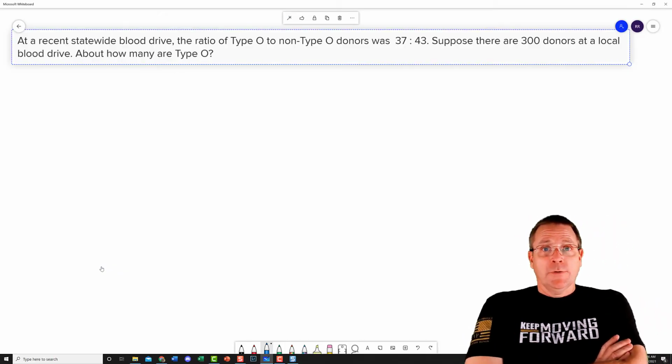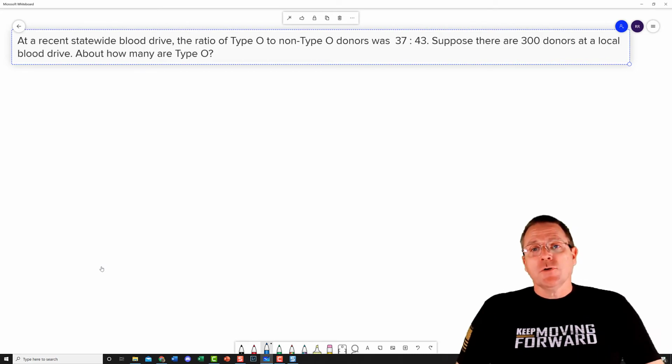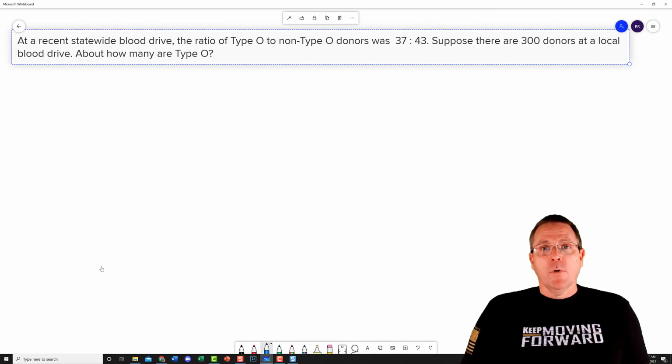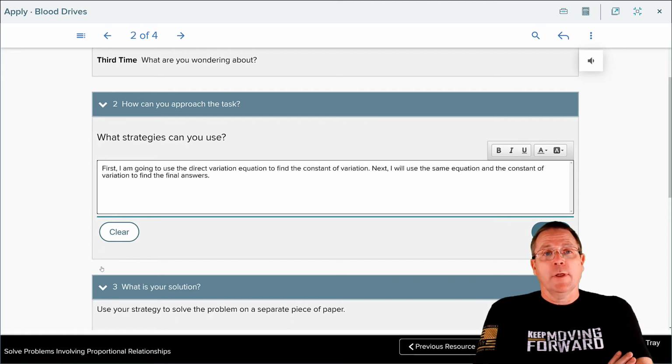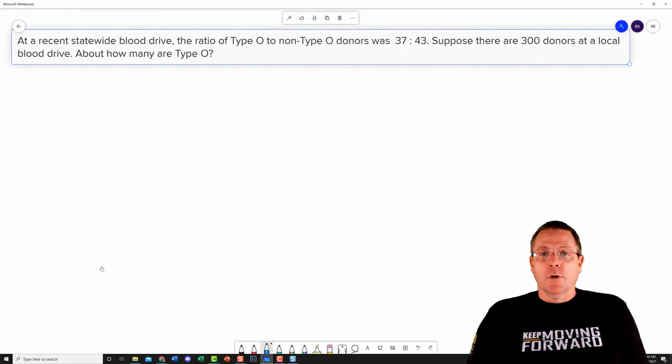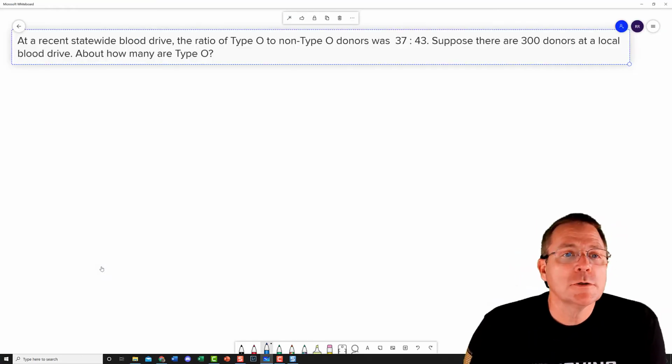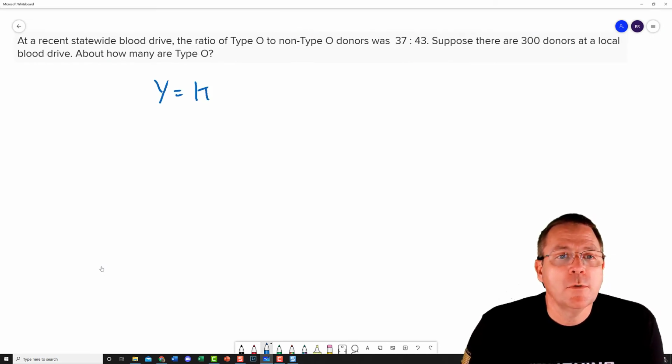So did you get an answer? This one's pretty ugly. Well, how did I start? Well, first I have to type out what I'm going to do. So what I typed is that first I'm going to use a direct variation equation to find the constant of variation. Next, I'm going to use the same equation and the new constant of variation to find my final answer. So let's see how that's going to work. We're going to start off with our direct variation equation, y is equal to k times x, where we have your x term and your y term.